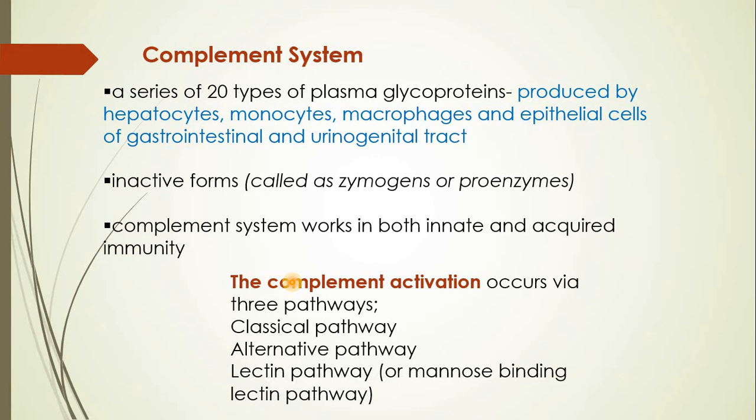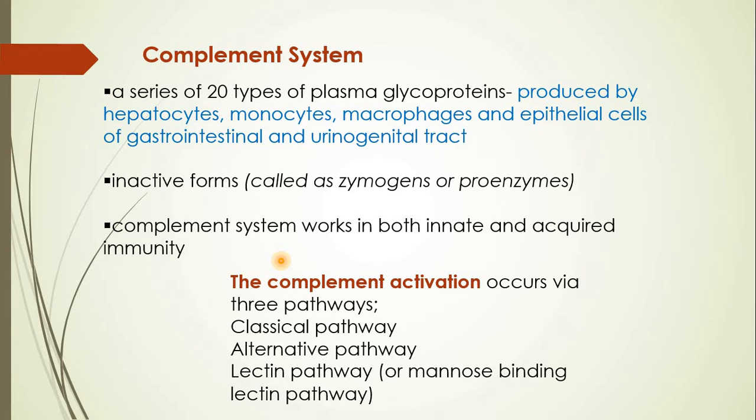You know that antigens react with antibodies. Antibodies are glycoproteins by nature. The complement system is composed of 20 different types of glycoproteins which are basically produced by hepatocytes, monocytes, macrophages, and epithelial cells of the gastrointestinal or urogenital tract. Now these different glycoproteins present in the serum are basically in inactive form and are called zymogens or proenzymes. These zymogens or proenzymes form an important component of both innate as well as acquired immunity.